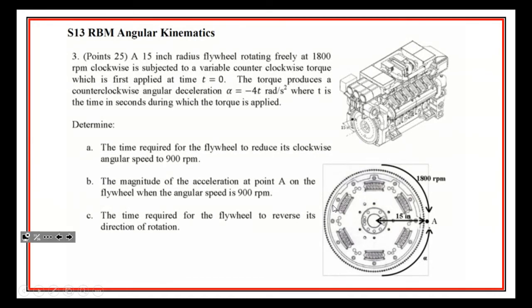That's really convoluted. All right. Part A: the time required for the flywheel to reduce its clockwise angular speed to 900 RPM. So it started out at 1800 RPM, just spinning, and then all of a sudden a torque is applied to it, and the result is that deceleration. Part B: find the magnitude of the acceleration at point A on the flywheel when the angular speed is the same as in part A. And part C: the time required for the flywheel to reverse its direction of rotation.